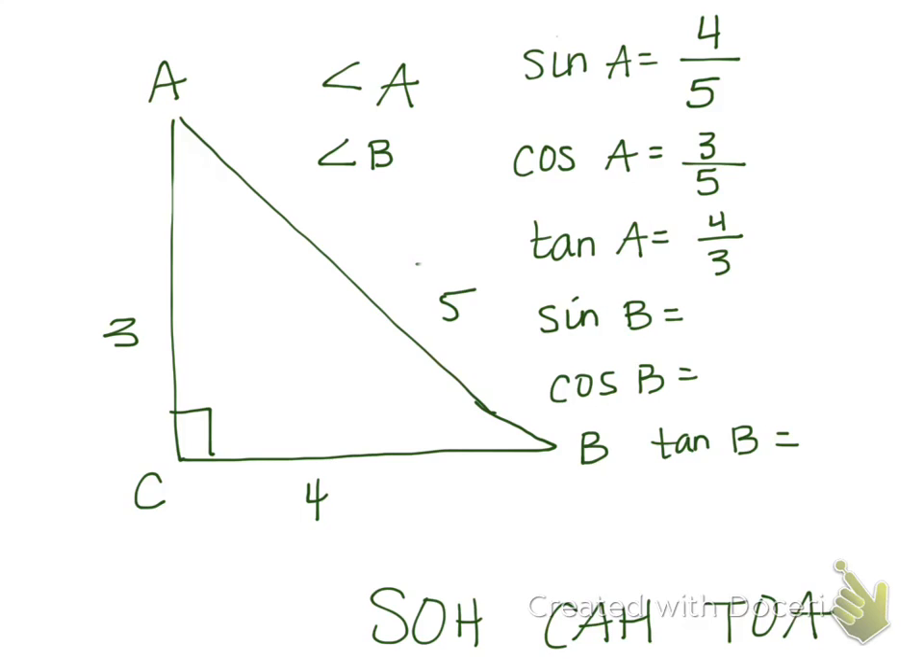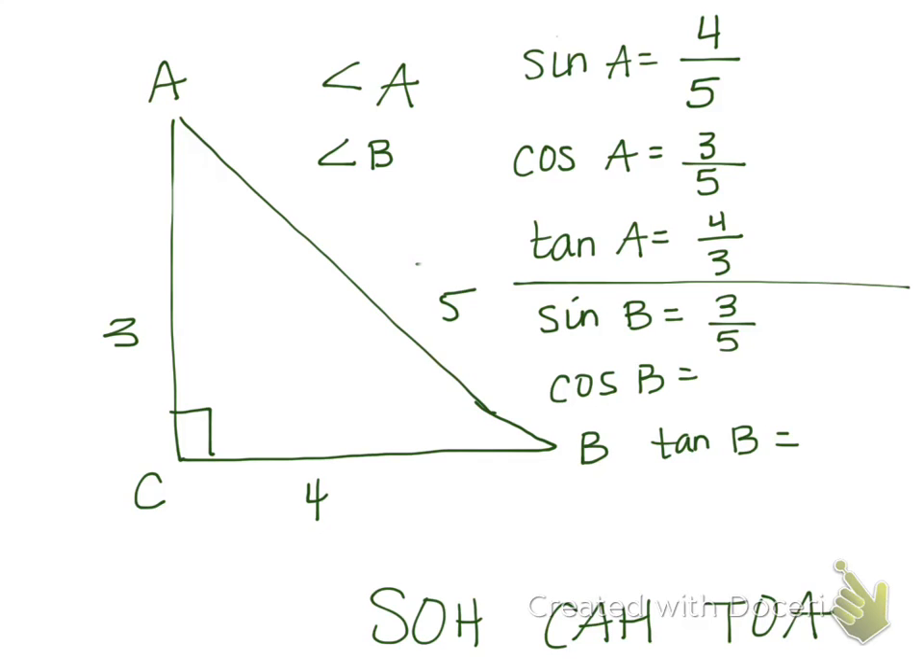All right, Manuel, tell me my sine of angle B. Who can help him out? What would the sine of angle B be, Megan? 3 over 5. Perfect, because the opposite of angle B is 3, and the hypotenuse is 5. Always has been, always will be.